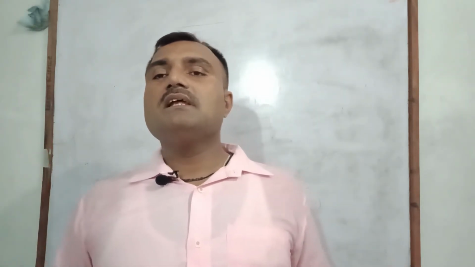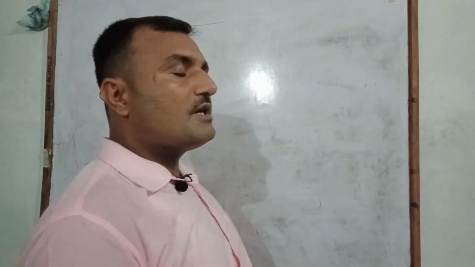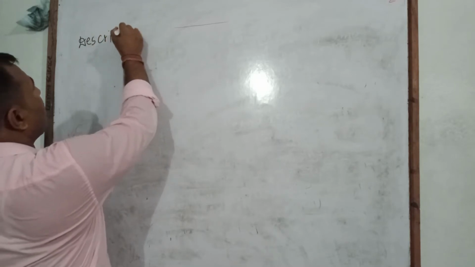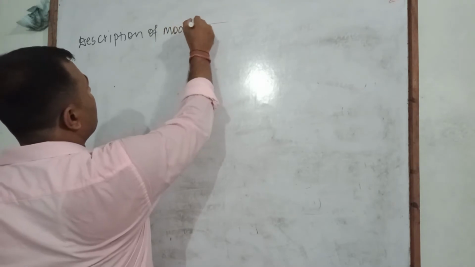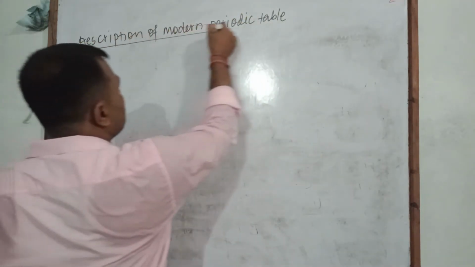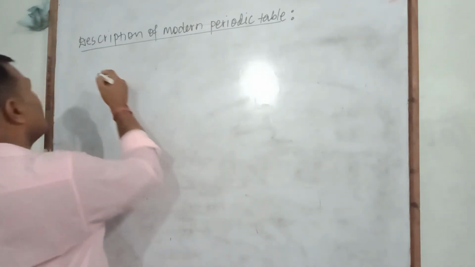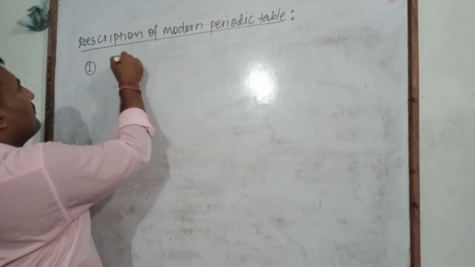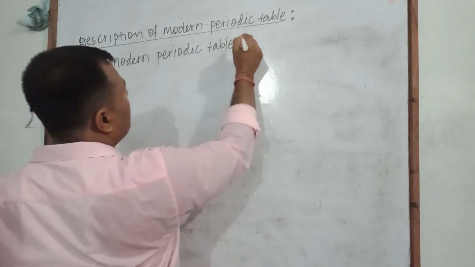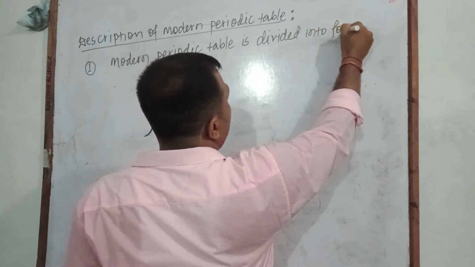At first we describe some important information related to the modern periodic table, which is called the description of the modern periodic table. In the description, at first we discuss classification of elements into different blocks, and here we write the first description: the modern periodic table is divided into four blocks.